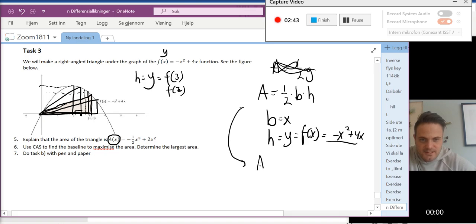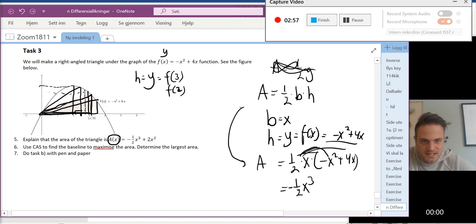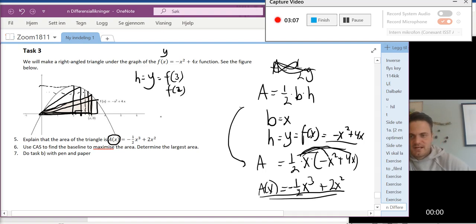So then the area here becomes 1/2 times the baseline times the height, like this. And then I just multiply in here. So I get minus 1/2 x to the power of 3. I multiply here, and I multiply here, I get plus, and 4 times 1/2 is 2, so I get 2x squared. So here we have the area as a function of x.